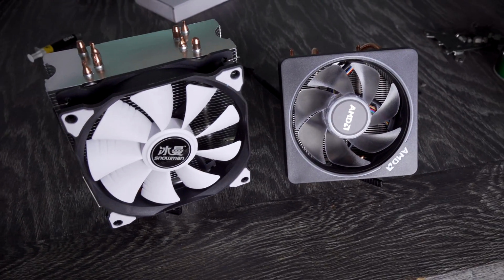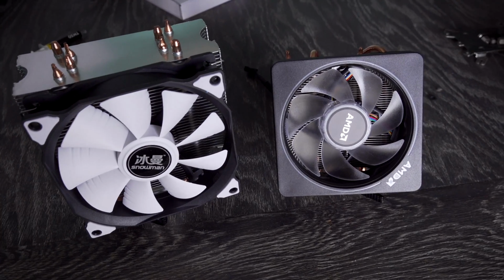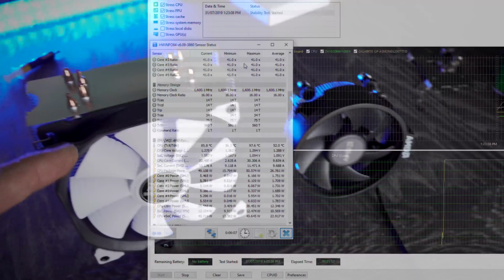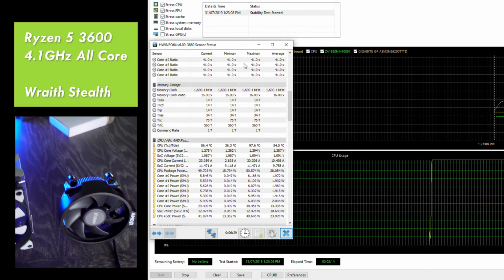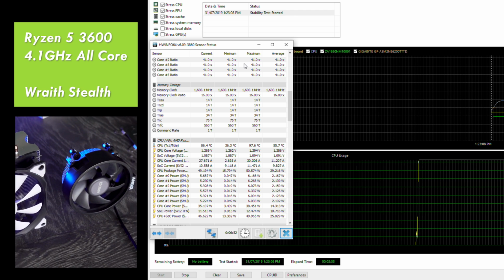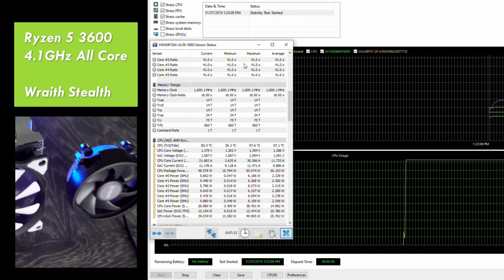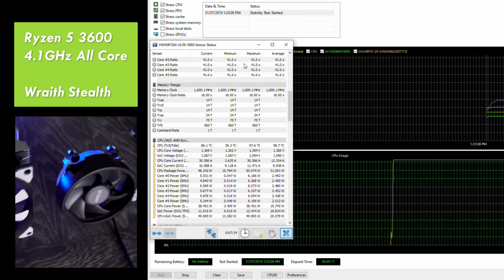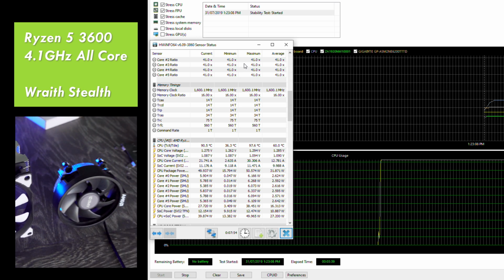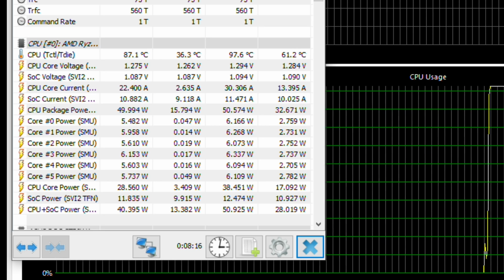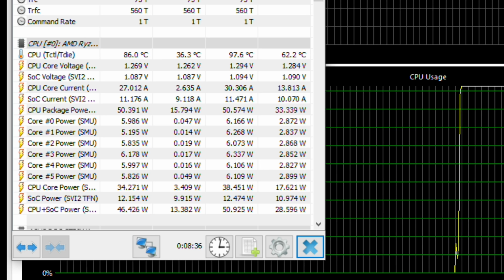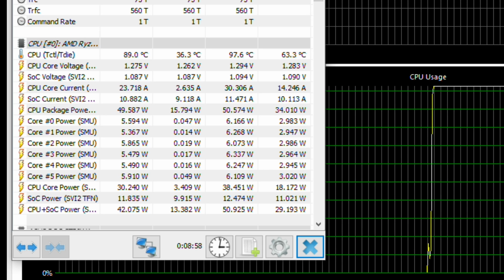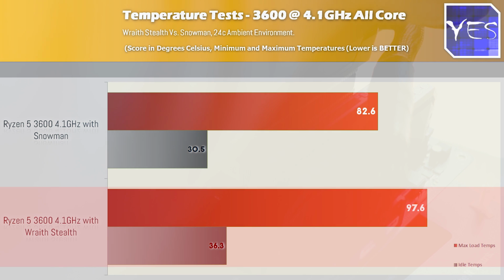Let's move over now to the Wraith Stealth on the 3600. So next up here, we've got the Snowman versus the Wraith Stealth on the 3600. We did a 4.1 gigahertz all core overclock, and this retail sample did need a little bit more voltage to get there. It's 1.3 volt at these settings. And what we saw here was 97.6 degrees after 10 minutes in a stress test on the Wraith Stealth with a minimum idle of 36.3. And the noise levels were going from around 38 decibels to 40 dB.